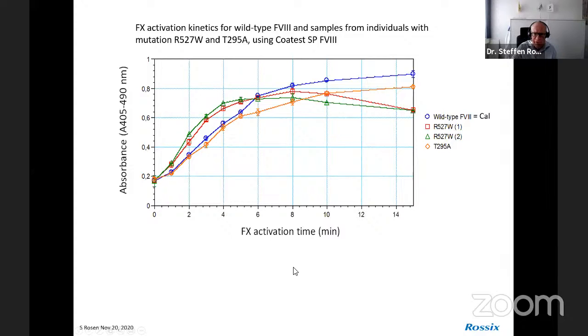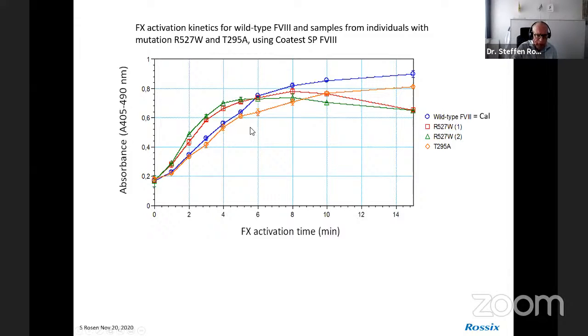This slide shows the blue trace, which is the 10A activation versus time with the calibrator. The diamond is a mild hemophilia A mutation, threonine to alanine, which shows a good agreement between the two centers. And then there are 2 patients' plasmas from patients carrying this arginine tryptophan mutation.